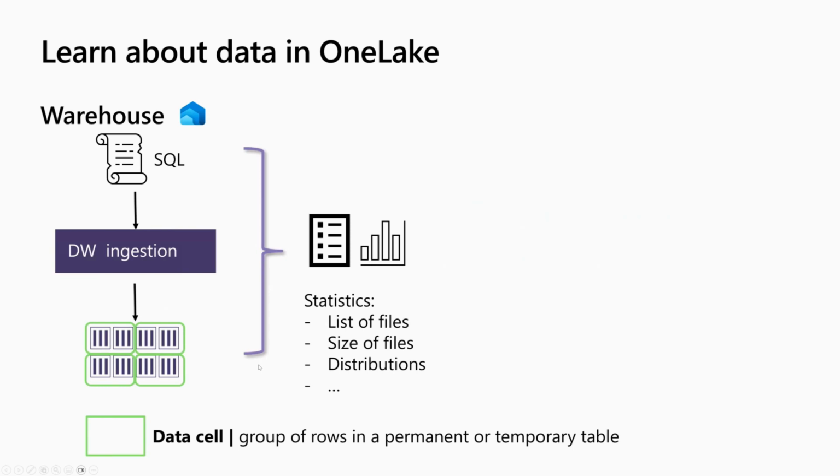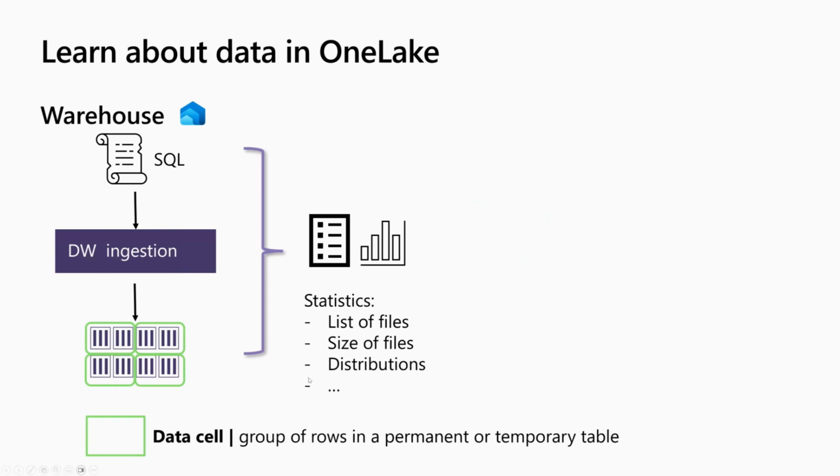These statistics allow us to group the files and the row groups inside the files into data cells. These are groups of rows that are in a permanent or temporary table. We'll talk in a second about this. But they're groups of rows of more or less the same size. These are work units. As you imagine, when we do parallel processing of a massive amount of data, we need to split the data into smaller chunks.